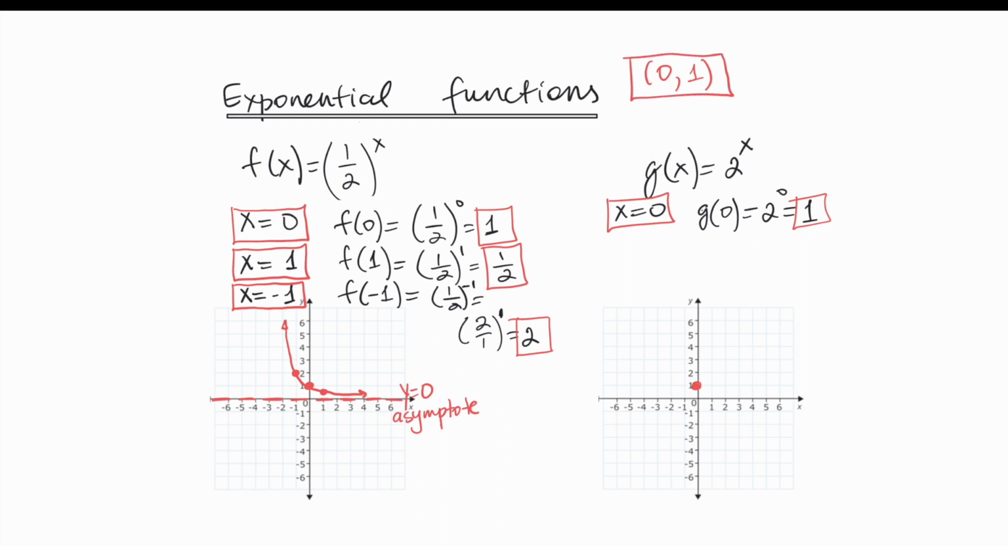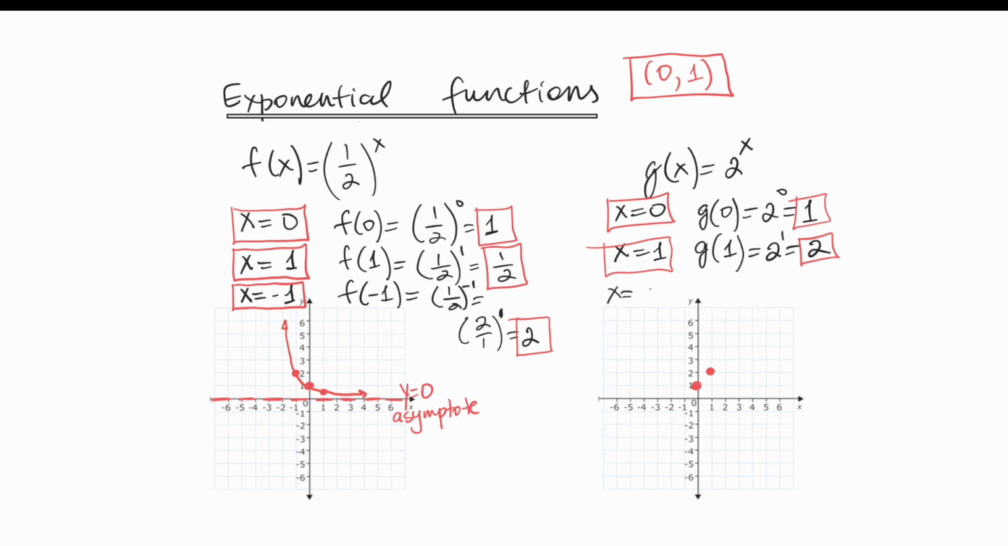And I'm going to select something else, let's say positive 1. If x is positive 1, then I'm looking for g of 1, and that is 2 to the power of 1, which is 2. So the second point has the x of positive 1 and the y of 2, and that is right here. And these points are nice, you don't really need the third one. If you want another one, you're welcome to select something else. I'm going to do it just for the purposes of demonstration.